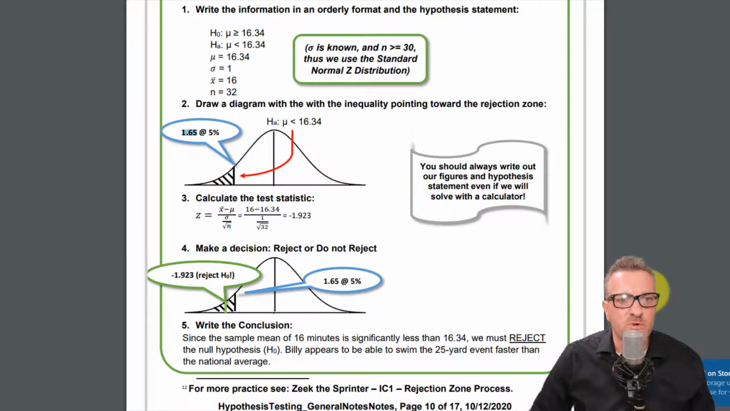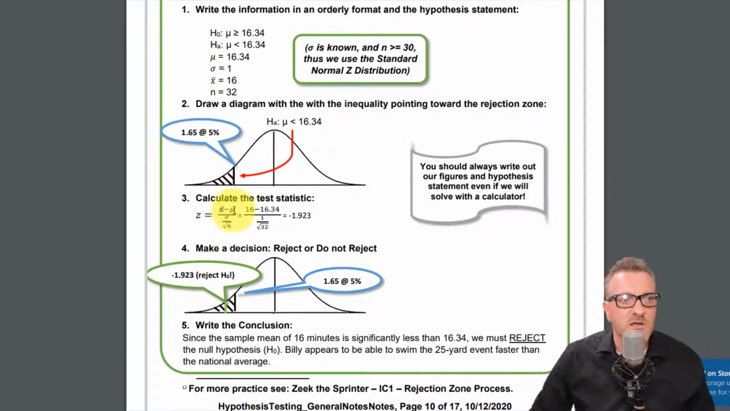So we're good with 1.65. Okay, so we draw the line right there. 1.65 is our cutoff, and now we go and we want to get our calculated Z-score. So we have our calculated Z-score, and we're going to put in our data here.